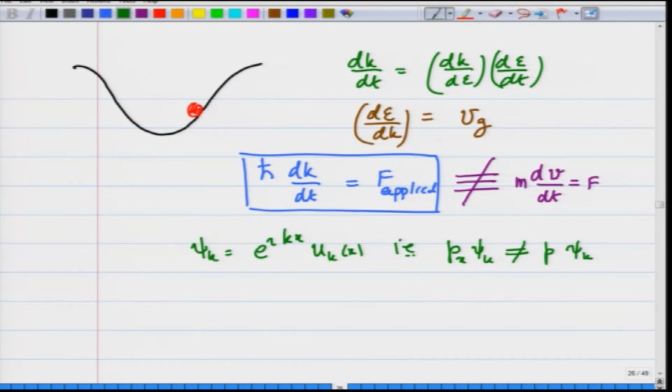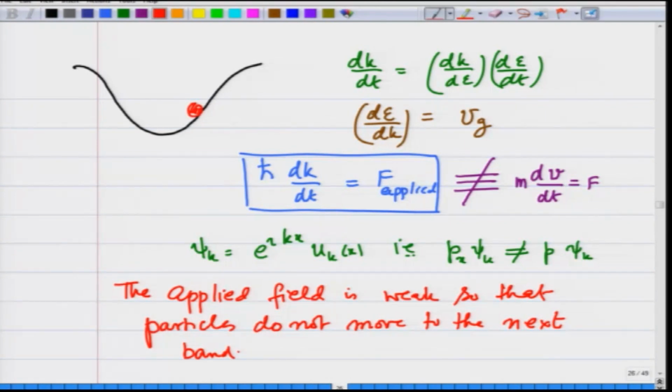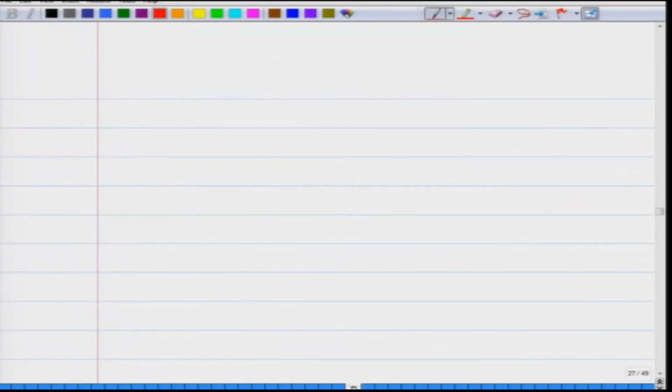Now, what we are going to assume is that the applied field is weak, so that particles do not move to the next band. And what that means is, let me explain on the next slide.